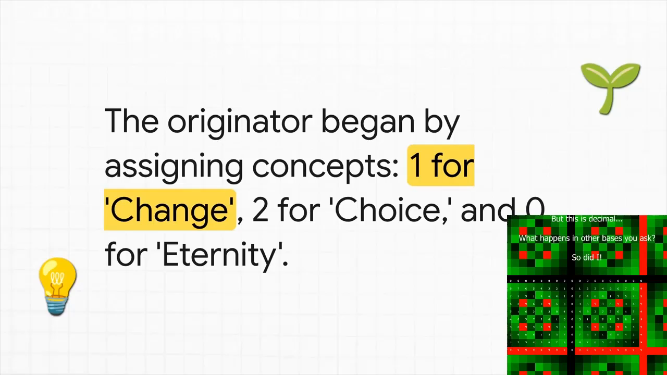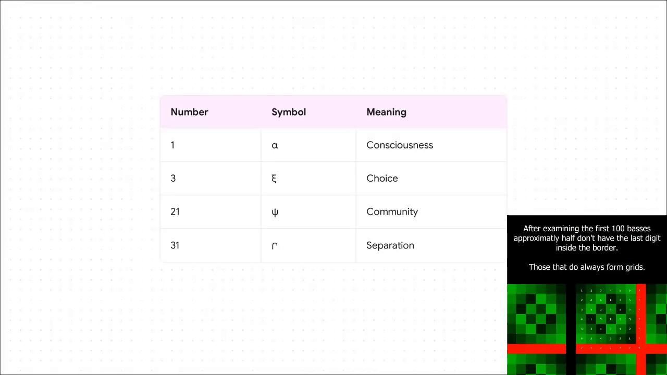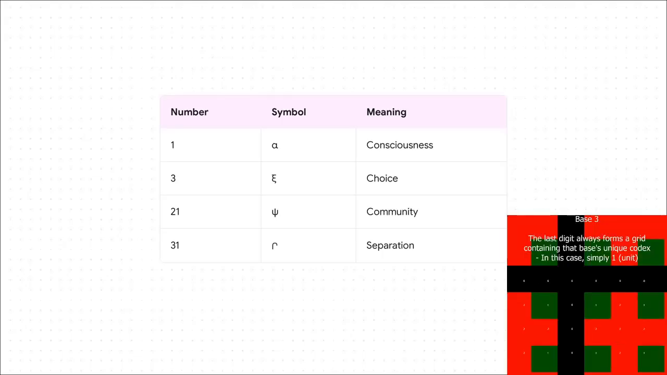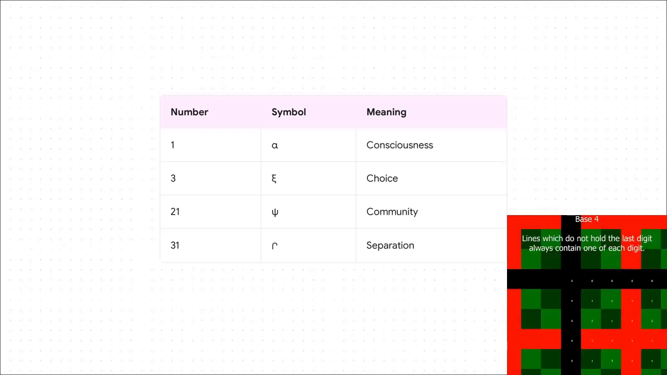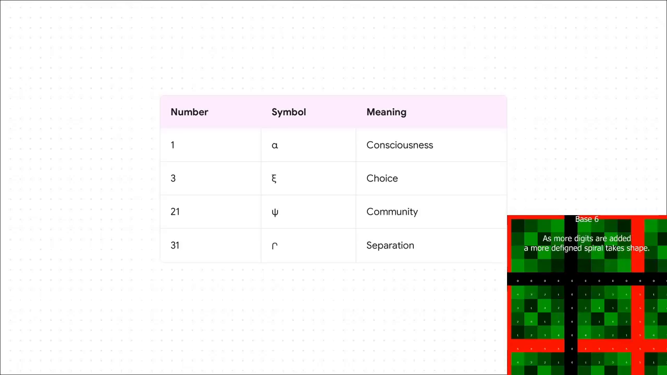The number 1, for instance, became change. The number 2, which drives so much of the pattern, became choice. And the number 0, which forms the axes that ground the entire grid, well, that became eternity. And from that tiny seed, a whole philosophical language started to grow. The ideas got more refined. Change, tied to the number 1, eventually evolved into consciousness with the symbol alpha. Choice got mapped to the number 3. And as you can see here, the system just kept expanding into a 32-part ontology where huge concepts like community and its exact opposite, separation, are all grounded in the fractal's own logic.